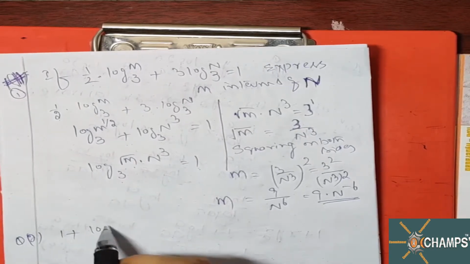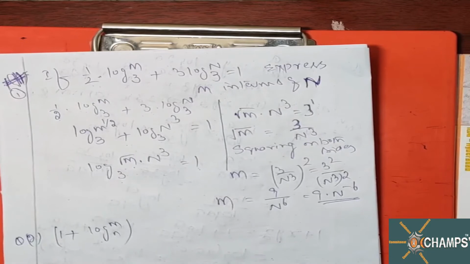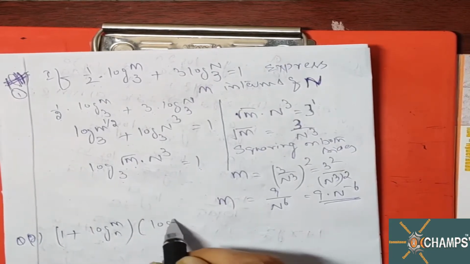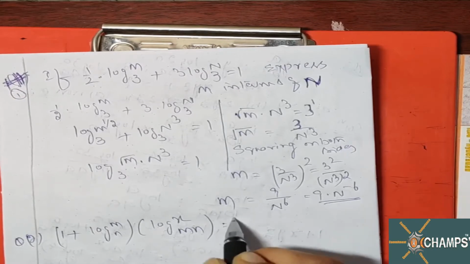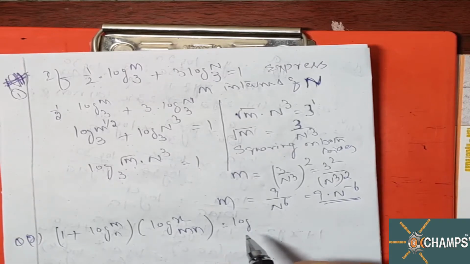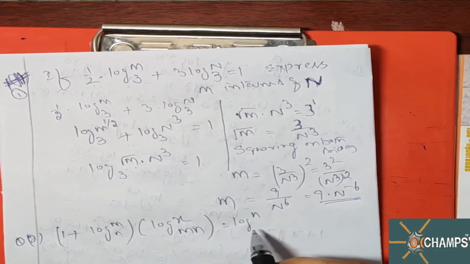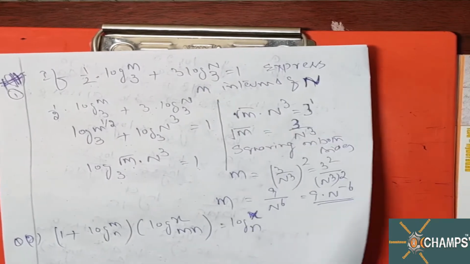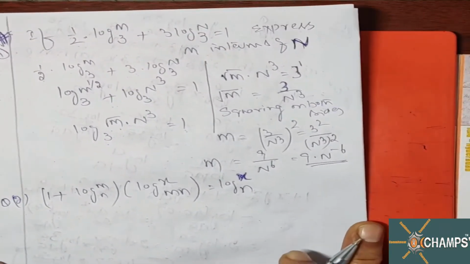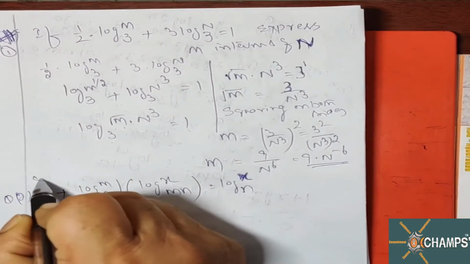1 plus log m to the base n into log x to the base mn is equal to log x to the base n. This we have to show. This is given. Now let us see, this is to show that.